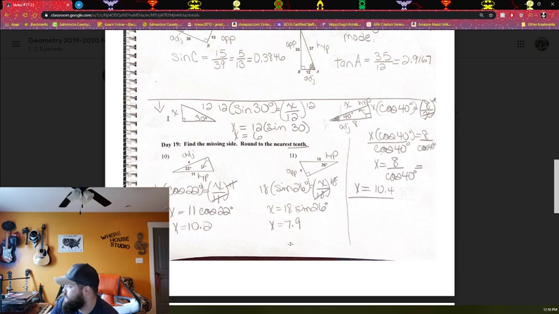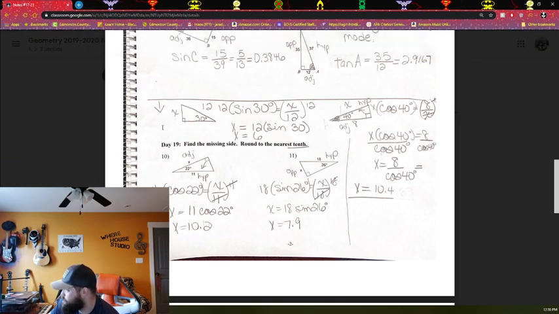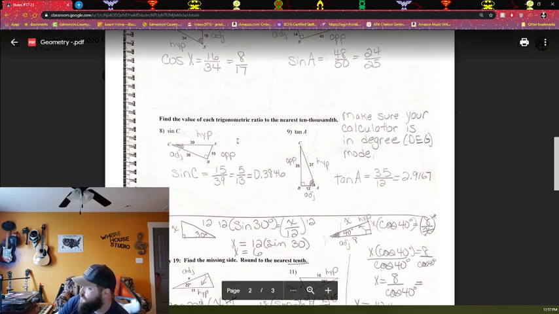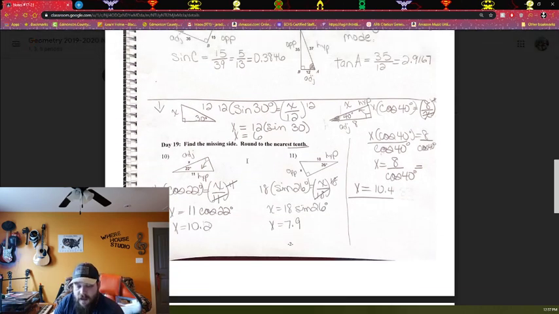And she did an example right here on day 19 where you're finding the missing side. Okay, now we're moving to something a little bit different. We're using what we used up here with our sine, cosine, and tangent, and now we're applying some basic algebra to it. So, if you're missing a side, we can use what we know about sine, cosine, and tangent to find that side.